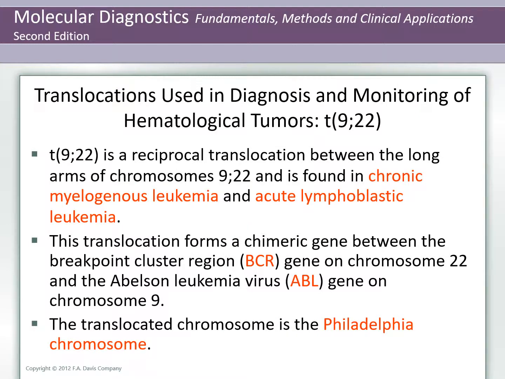The T9;22 translocation is a reciprocal translocation between the long arm of chromosomes 9 and 22 and is found in chronic myelogenous leukemia and acute lymphoblastic leukemia. This translocation forms a chimeric gene between the breakpoint cluster region, the BCR gene, on chromosome 22, and the Abelson leukemia virus, or the ABL gene, on chromosome 9. The translocated chromosome is known as the Philadelphia chromosome.